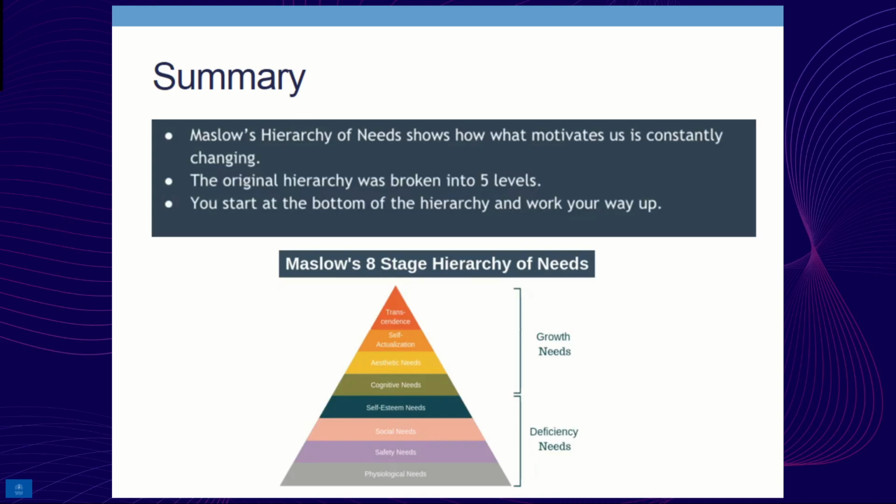Broadly speaking, the model can be broken down into 2 categories of needs. First, deficiency needs, which motivate you if they are not present. Secondly, growth needs, which motivate you to grow and become the best you can be.